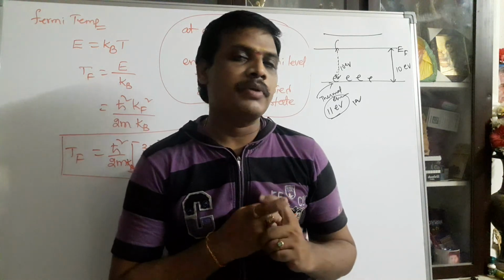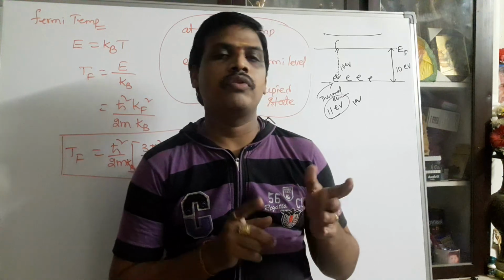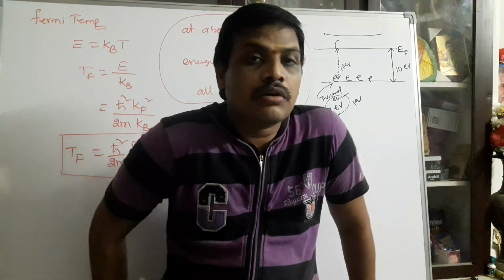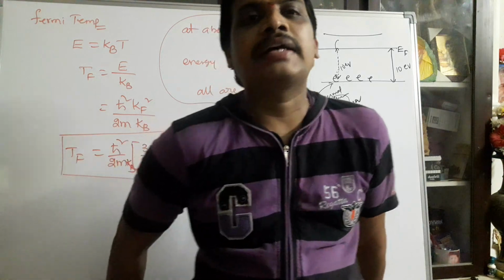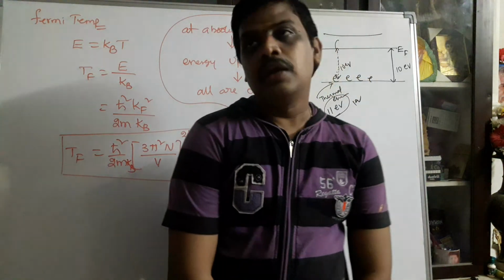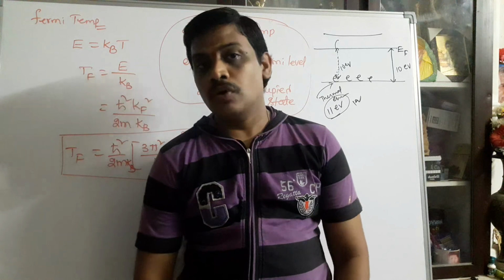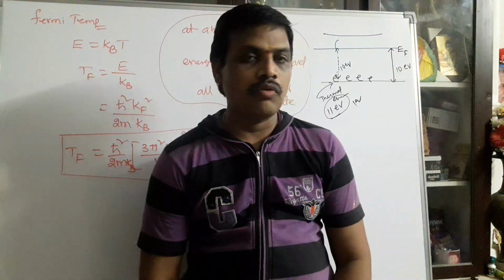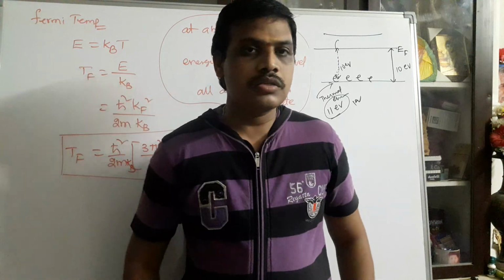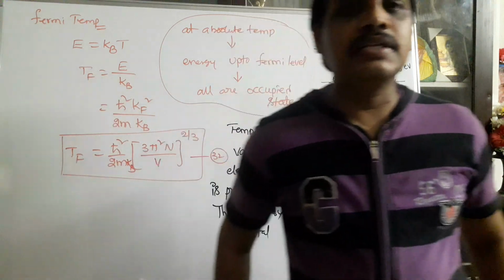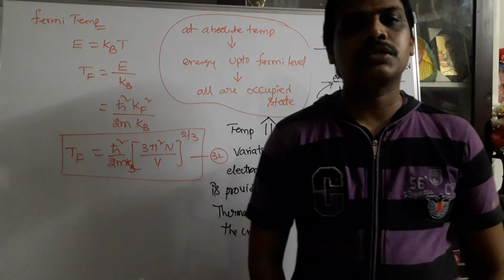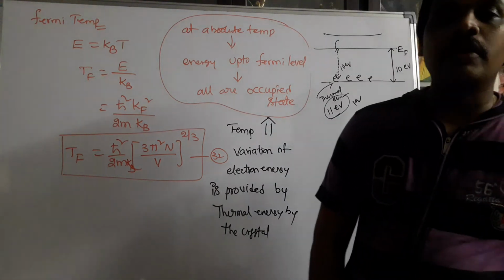After completing the Fermi energy level, we are going to the main, very important topic, Fermi-Dirac statistics. At the starting point, I am explaining what fermions are. The particles that obey Fermi-Dirac statistics are called fermions.